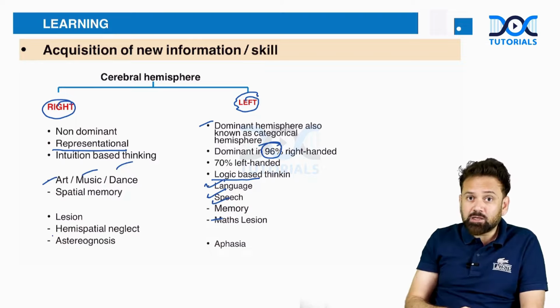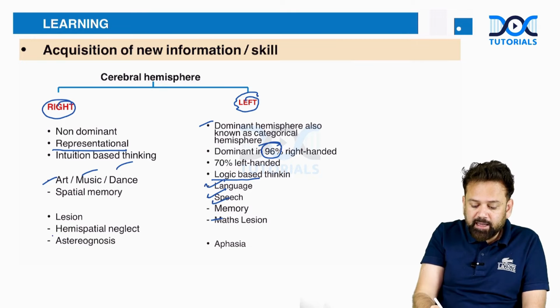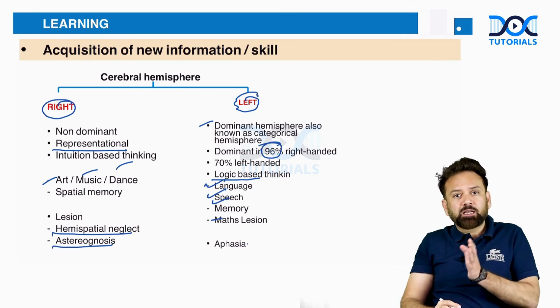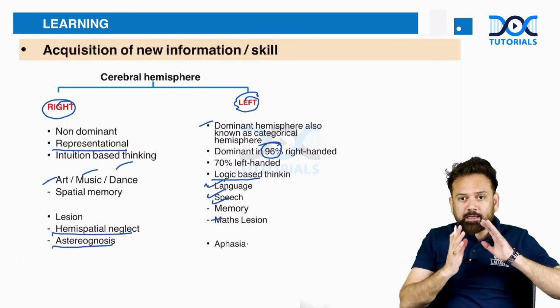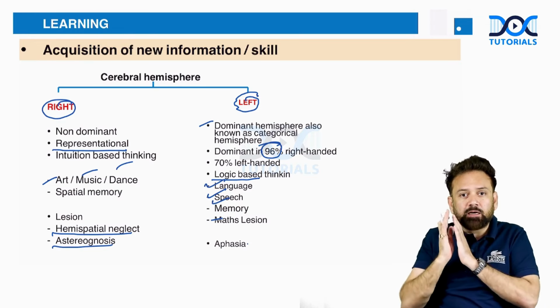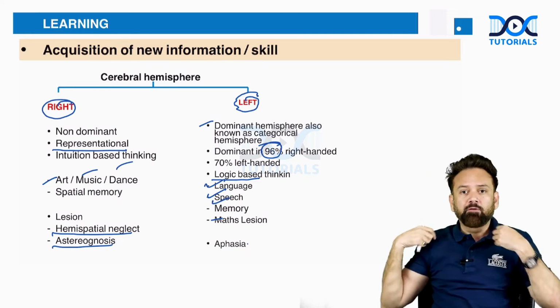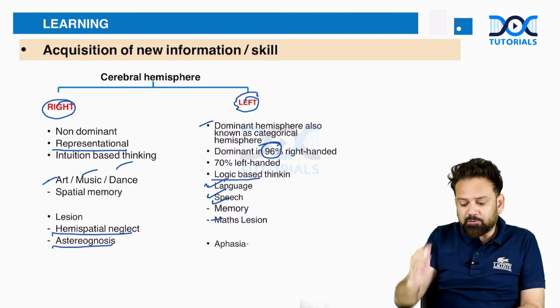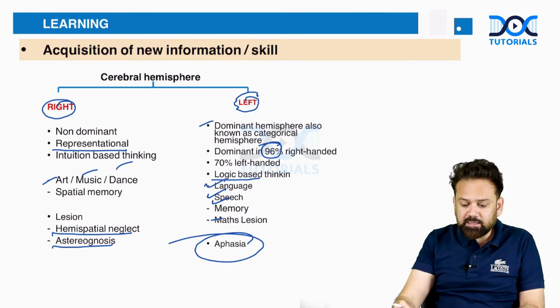If there is a lesion of the right side, there is hemispatial neglect and astereognosis. What is hemispatial neglect? The person will not take care of half of the body, as if only half is existing. He will shave on the half side, comb on the half side, dress on the half side. It is called hemispatial neglect. Lesion on the left will cause aphasias.